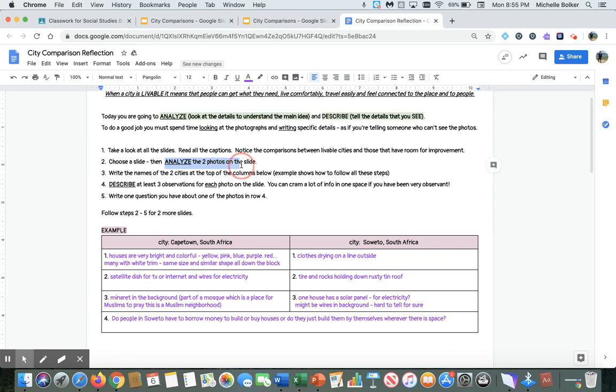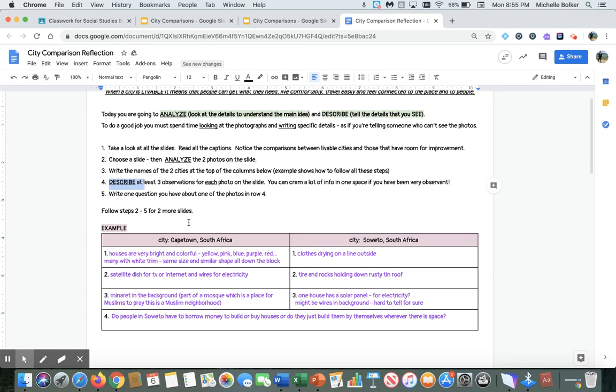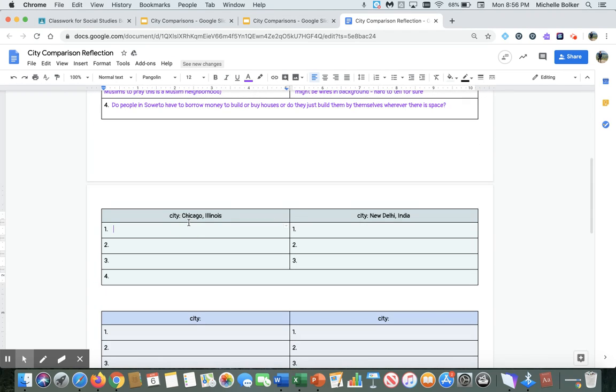Once I chose that slide, the first 3 boxes tell you to analyze the 2 photos on the slide, and then describe 3 observations that you saw in each photo. So in these first 3 boxes, you are going to write your observations. You're going to have 1 observation, another observation, and then 3 other observations about the pictures of New Delhi, India. After you have finished your observations, the 4th box is a question that you came up with about either of the 2 photos on each slide.